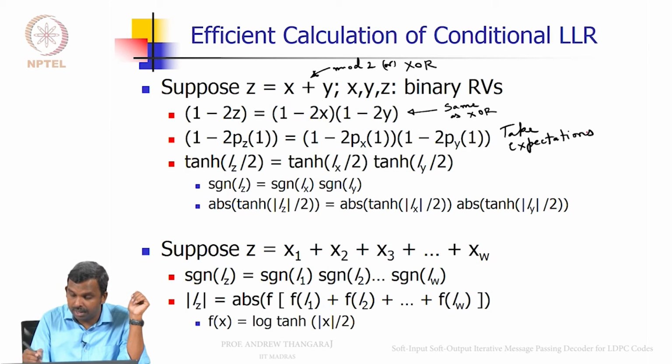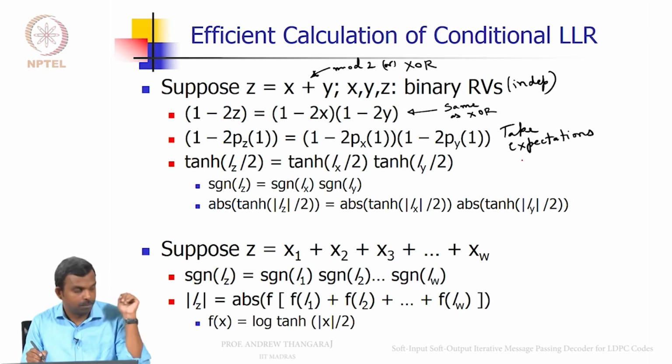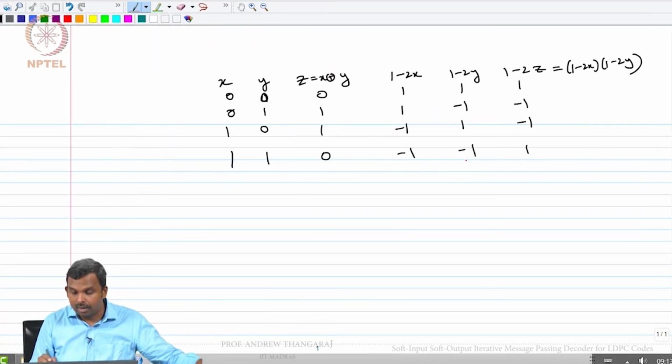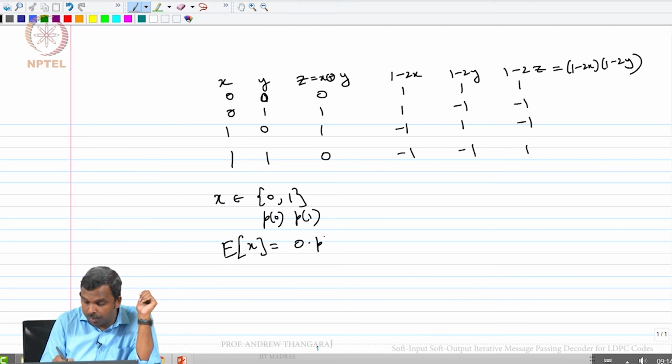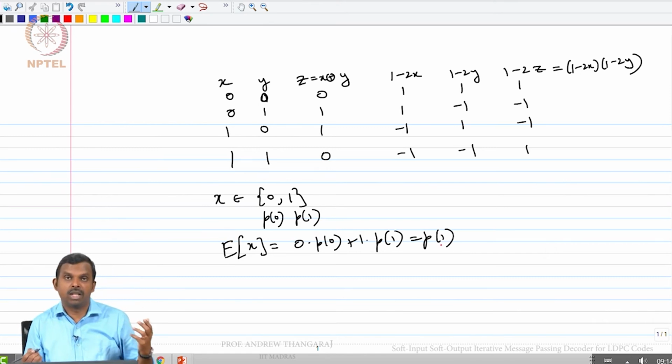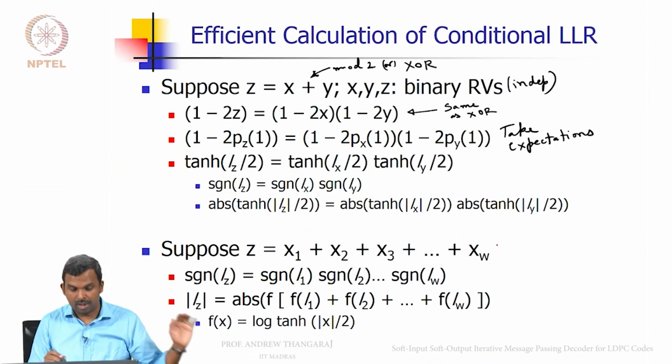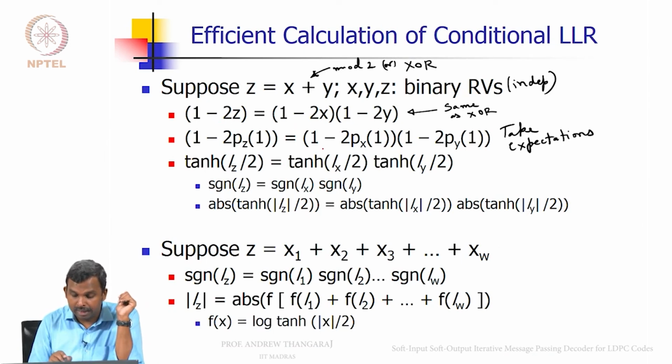Okay. You can take expectations. These binary random variables we will assume are independent or at least uncorrelated for this purpose. So, if you take expectation, the expected value of a binary random variable being equal to 1 is the same as the probability that it is equal to 1. That is another quick little result that one can derive. Remember, if x is 0 or 1, with probabilities p of 0 and p of 1, the expected value of x is 0 times p of 0 plus 1 times p of 1, and that is just p of 1. So, for a binary random variable, the expected value is equal to the probability it takes the value 1. So, if you take expectations, it just becomes this product.